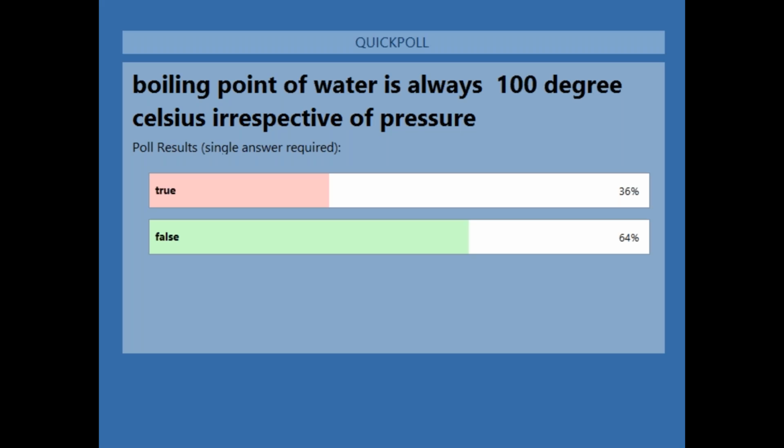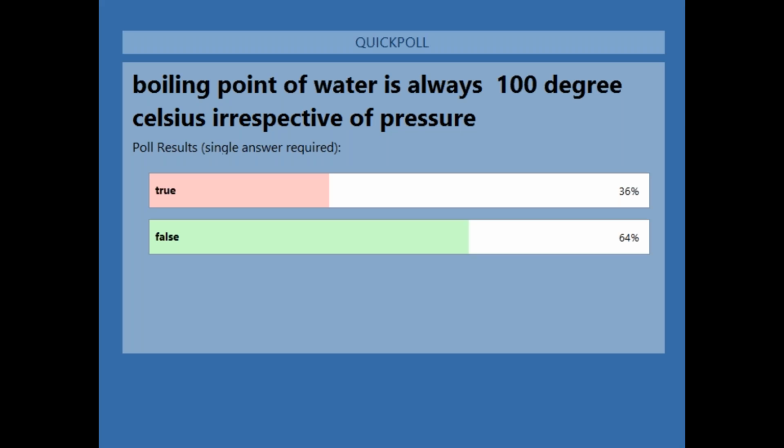Very straightforward question. Whether the boiling point for water is always 100 degrees. So in the last lecture, I discussed this point, that it is not so. Water at standard atmospheric pressure, that is at 1.013 bar, boils at 100 degrees centigrade. If we change the pressure, the boiling point of water changes.